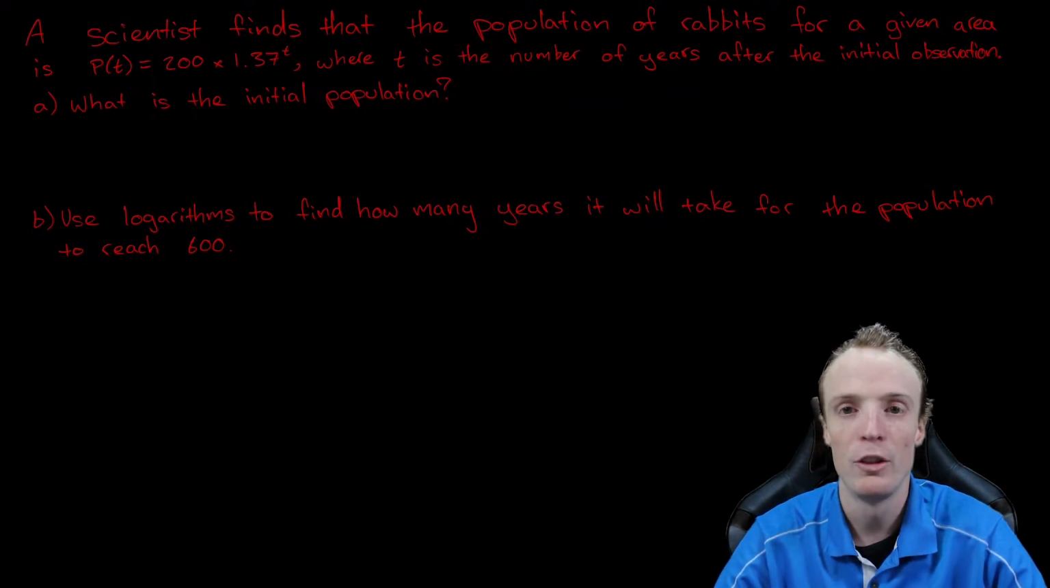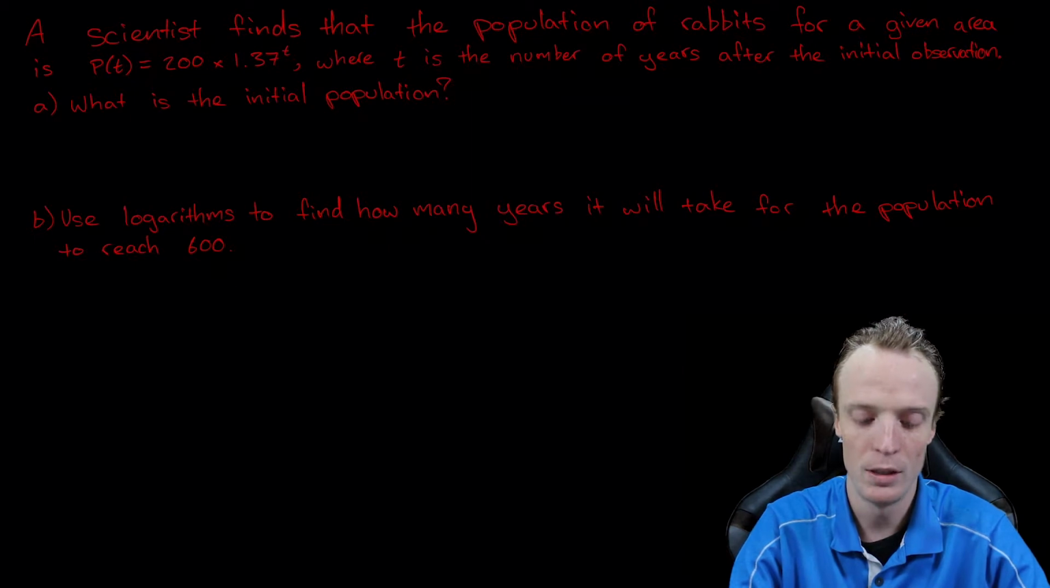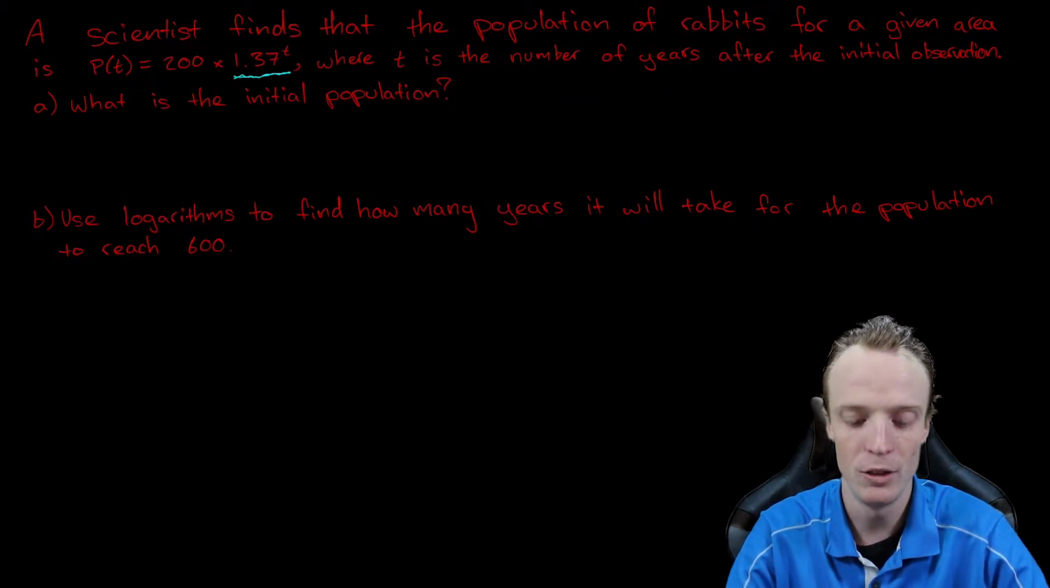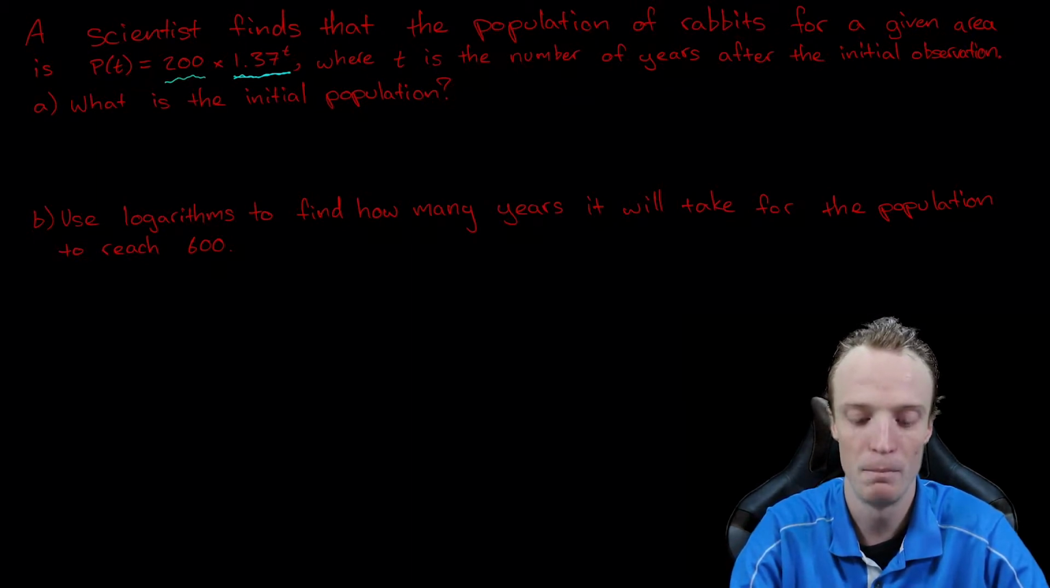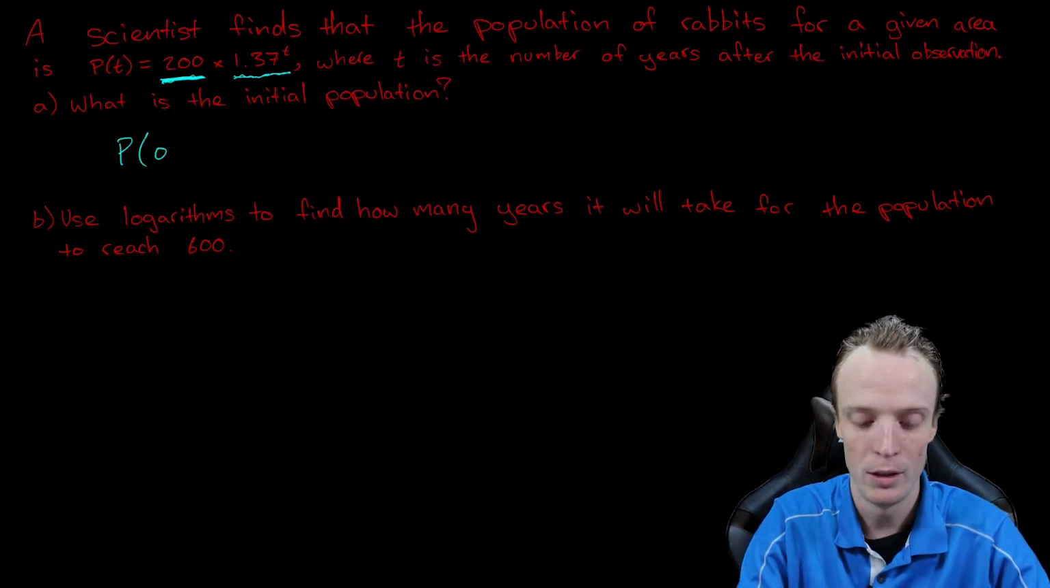Well, the initial population occurs where t is equal to 0. So if we substitute 0 into the function, we'll find that initial population. But what we know is if we substitute 0 into this part of the function just here, that part of it is going to equal 1. So essentially our function is going to be 200 multiplied by 1. So our initial population is represented by that 200 value here. So the population when time is equal to 0 is going to be equal to 200 rabbits.